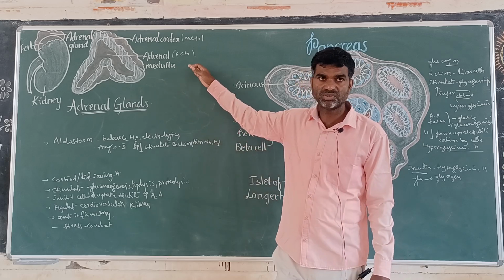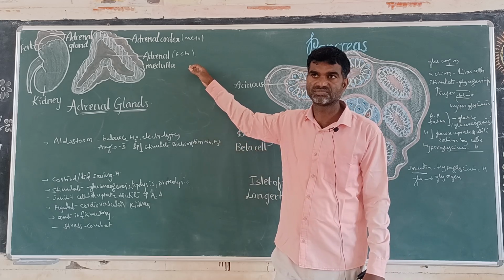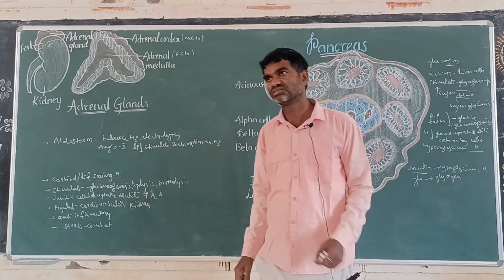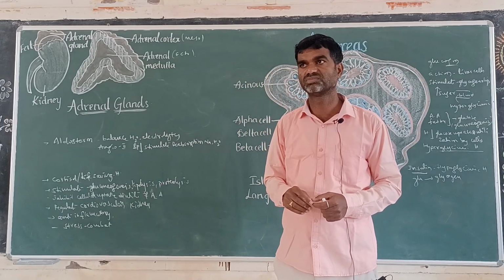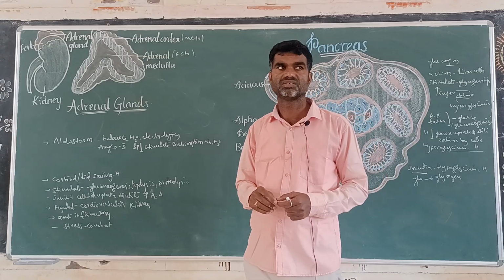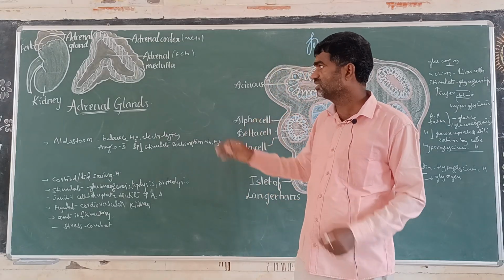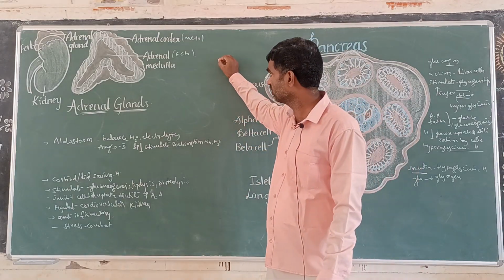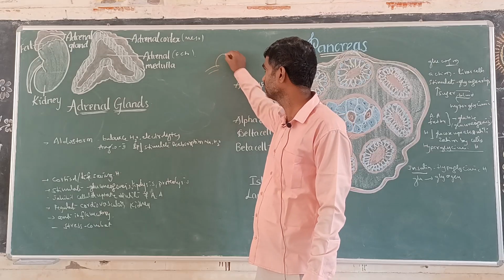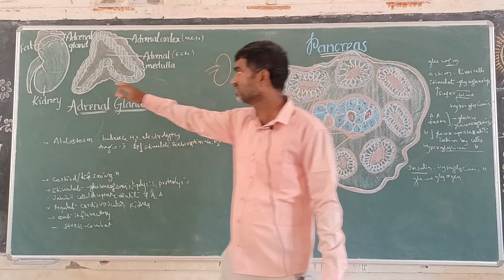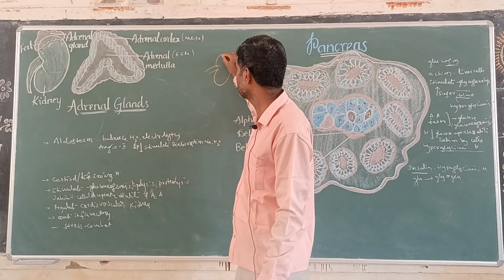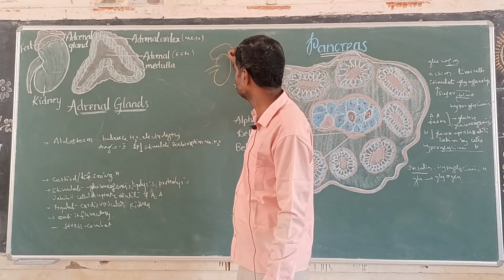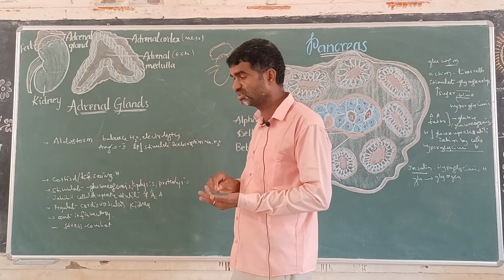So this is about the adrenal gland. The adrenal gland is present in the abdominal region of the body, above the kidney. This is the kidney, and above this region one pair of adrenal glands is present. This is called the adrenal gland.